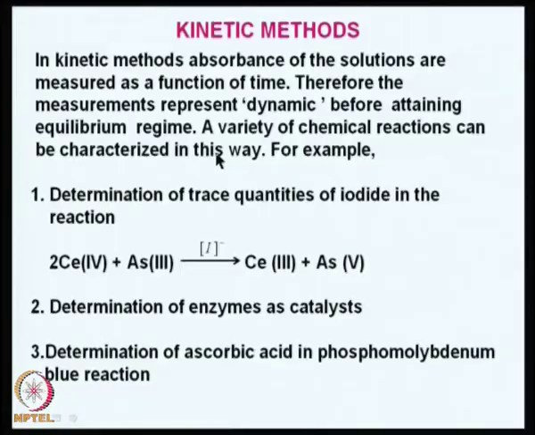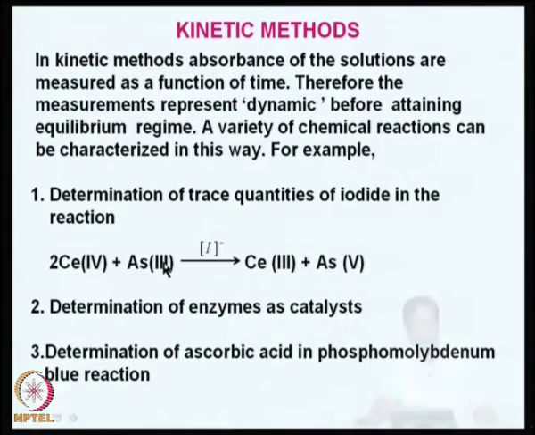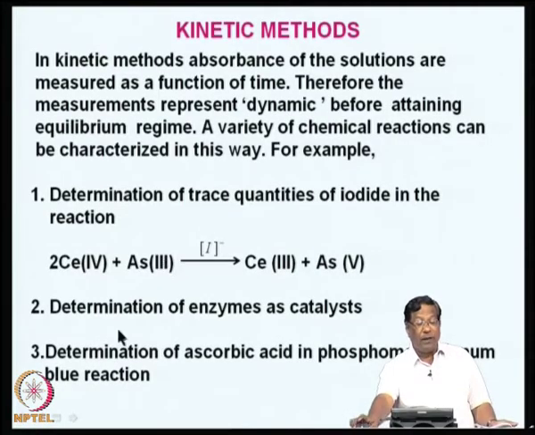Therefore, the measurements represent dynamic conditions before attaining the equilibrium region. A variety of chemical reactions can be characterized in this way. For example, determining trace quantities of iodide in the reaction of cerium with arsenic. What happens in the reaction: cerium gets reduced to cerium 3, and arsenic 3 gets oxidized to arsenic 5. So, the reaction can be shown like this: 2 cerium 4 plus arsenic 3 goes to cerium 3 and arsenic 5.